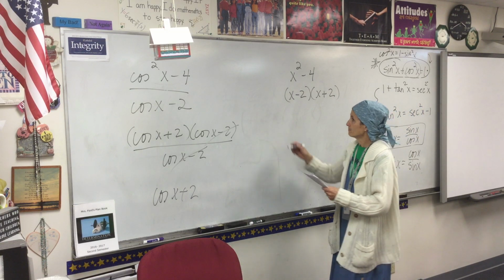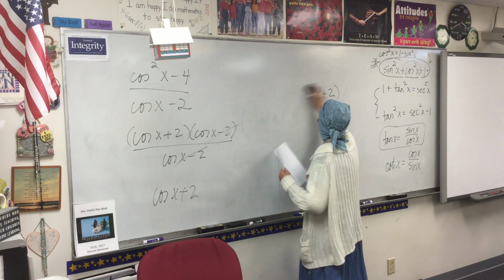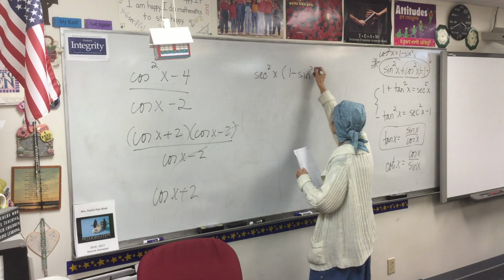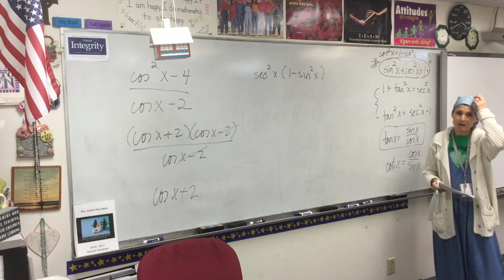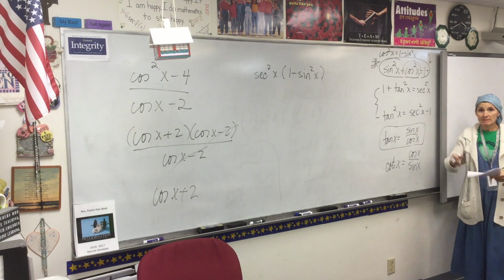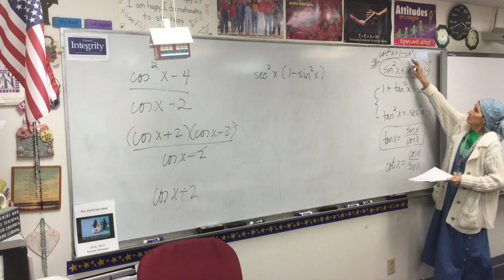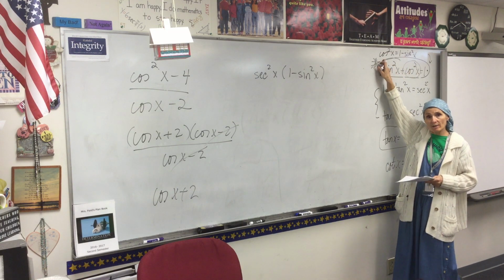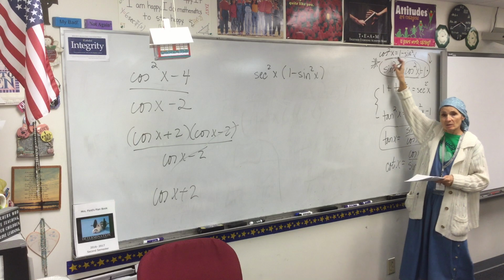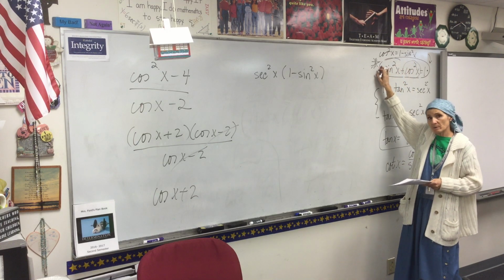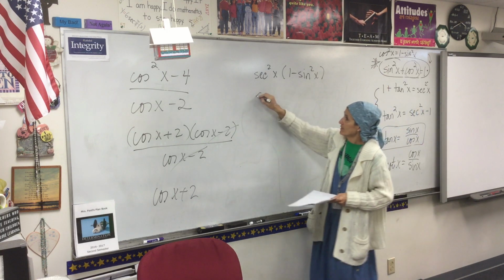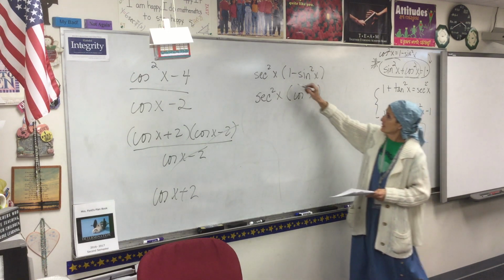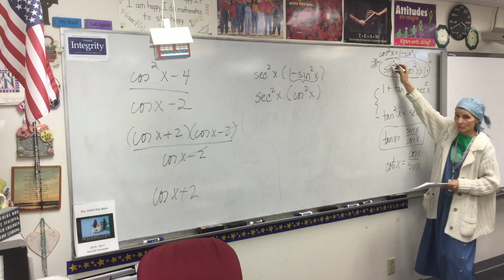Okay, we're going to do just a couple more. Number 13. Secant squared, 1 minus sine squared. Now, just writing it down, those buzzers are going off because 1 minus sine squared can always be replaced with cosine squared. So I've got my secant out here, and now I've got my cosine squared, because 1 minus sine squared is cosine squared.